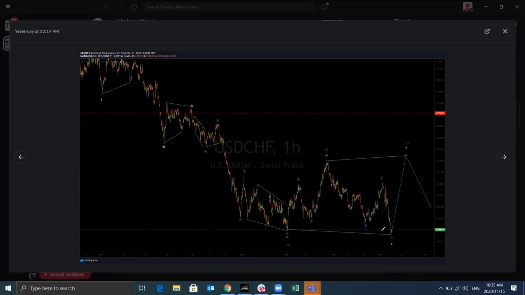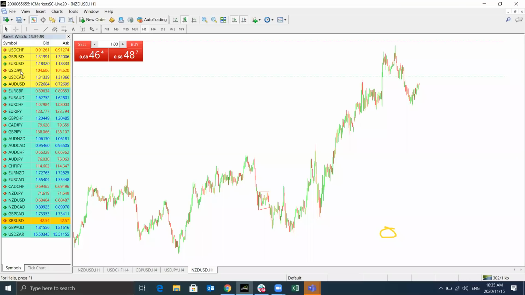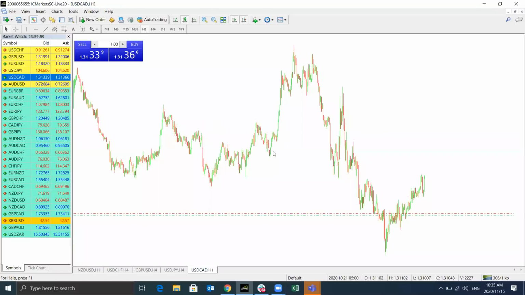This is US Dollar Chief. We've already traded US Dollar Chief right here. This is our live account here. If you look at US Dollar Chief, you'll see that we've already executed the trade right at the bottom here. Let's have a look here. Not US Dollar Chief, we've got a trade on US Dollar CAD. Right, so our trade is on US Dollar CAD.